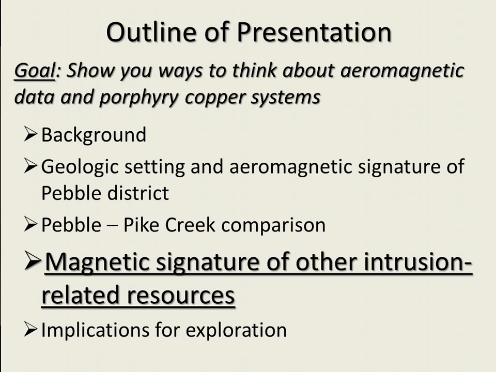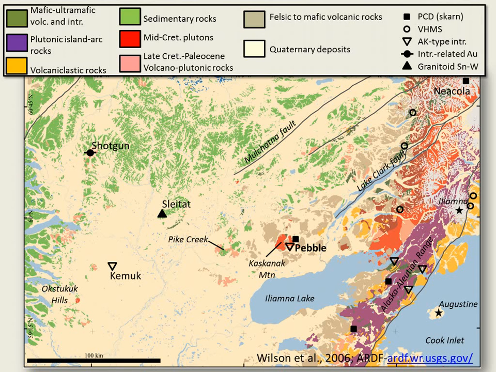So now that we have a better understanding of the magnetic bumps in the Pebble district, let's step out and use these same data to look for other parts of the mineral system. Here's a simplified geology map across the convergent margin. The Alaska Aleutian Range is over here to the east, and present-day volcanic activity occurs at Iliamna and Augustine volcanoes. And we just looked in detail at the Pebble Pike Creek area right here.